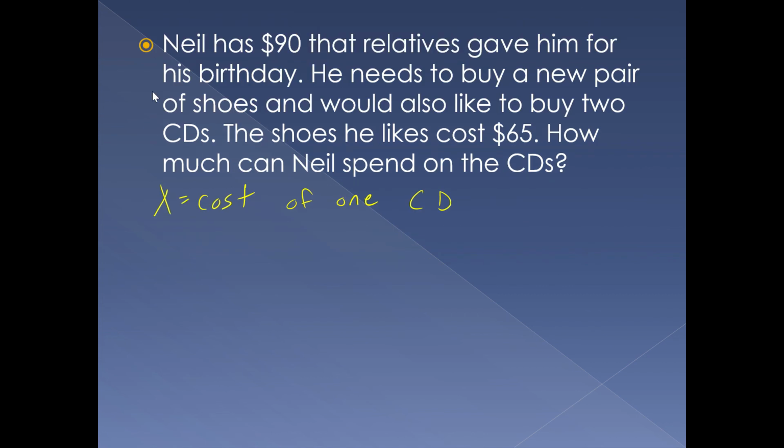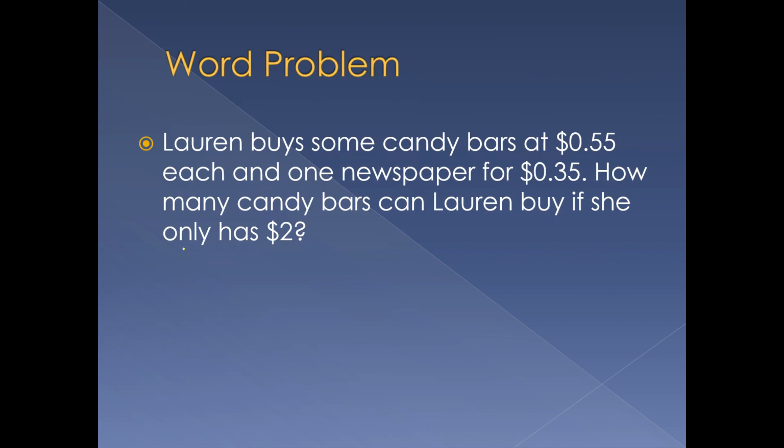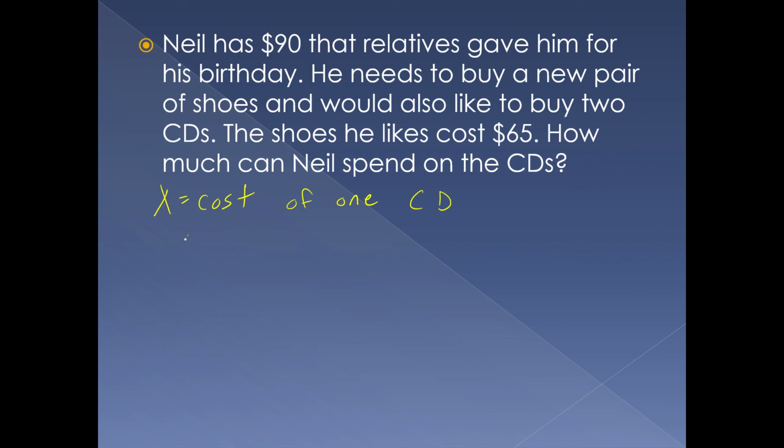All right, so X is going to be the cost of 1 CD. Okay, so he's going to buy his shoes. The shoes are going to be $65. And he's going to have to add to that the cost of 2 CDs. Well, if 1 CD is X, 2 times X, that's going to be how much he spends on CDs.